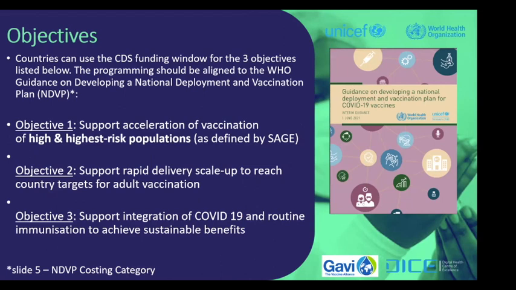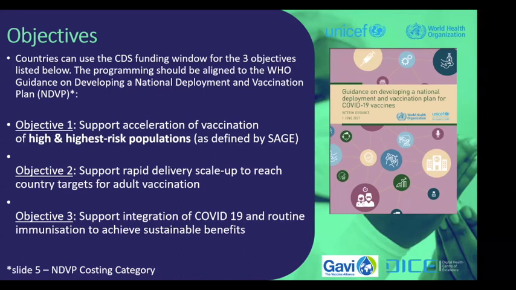There'll be a bit more on the last slide. So the first objective is to support acceleration of vaccination of high and highest risk populations. This is something to keep in mind because it is the most critical public health priority. Identifying and reaching high and highest risk populations for COVID-19 by having a clear understanding of who they are, where they are found, and how many people in these groups exist, and also why they were not identified before. So countries are encouraged to prioritize people-centered delivery strategies to reach these populations.